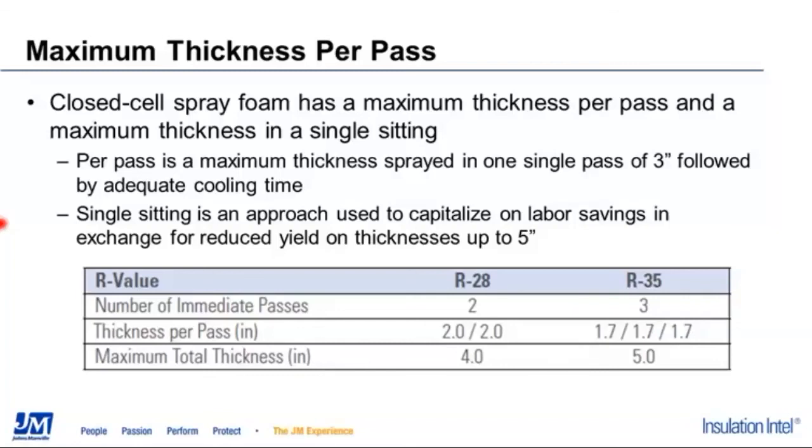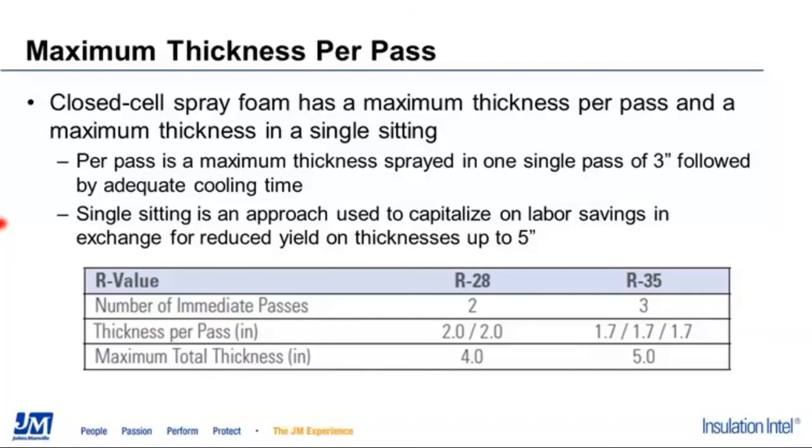Now, if you've got a job and you need to climb through the trusses and you're trying to apply 5 inches to the underside of that truss, that's fine. We have an approach for you that we call single sitting. In a single sitting approach, we're really saying there's a trade-off here between labor and, we'll call it, optimal yield. And I get it. Nobody wants to climb through the trusses twice. So that's fine. Jump up there.